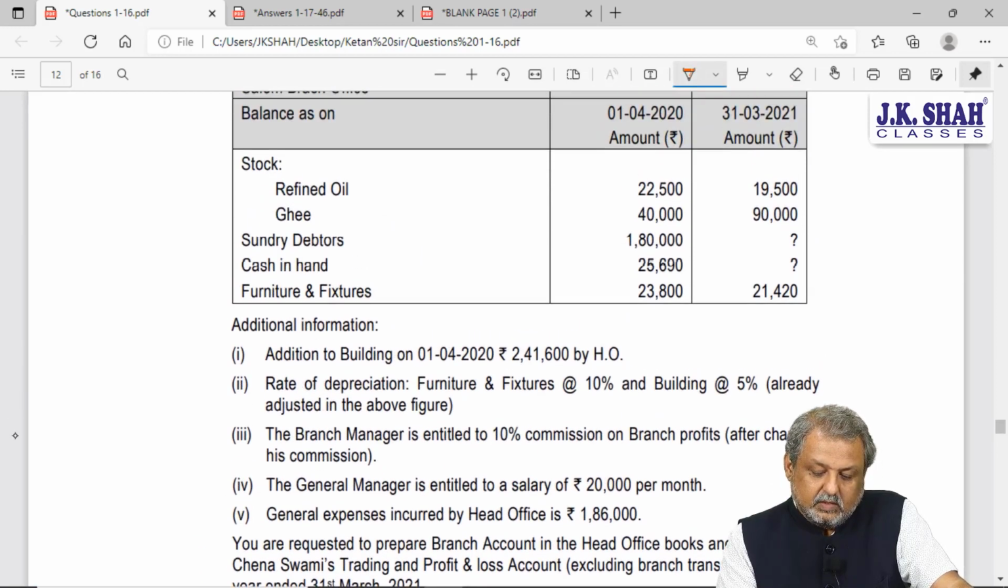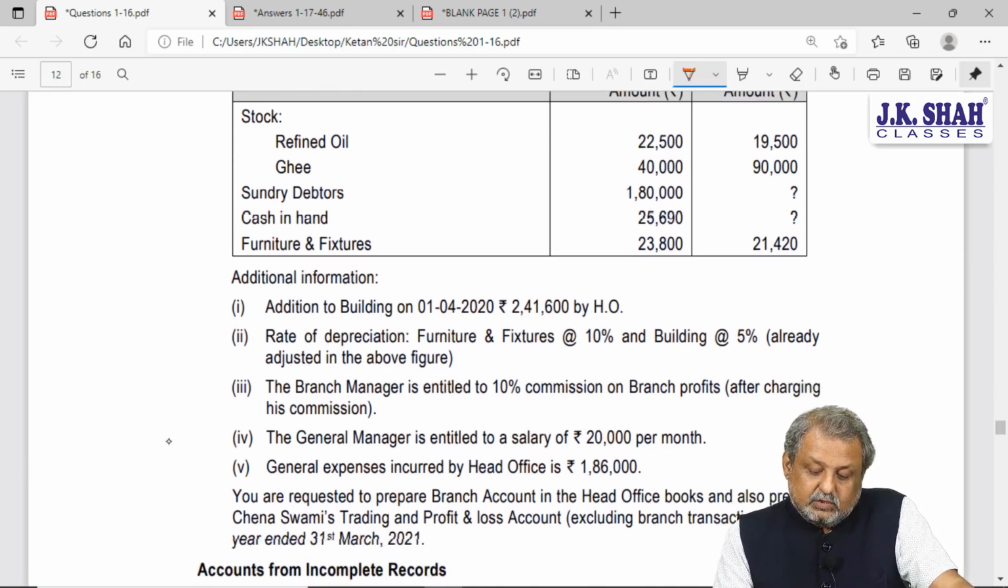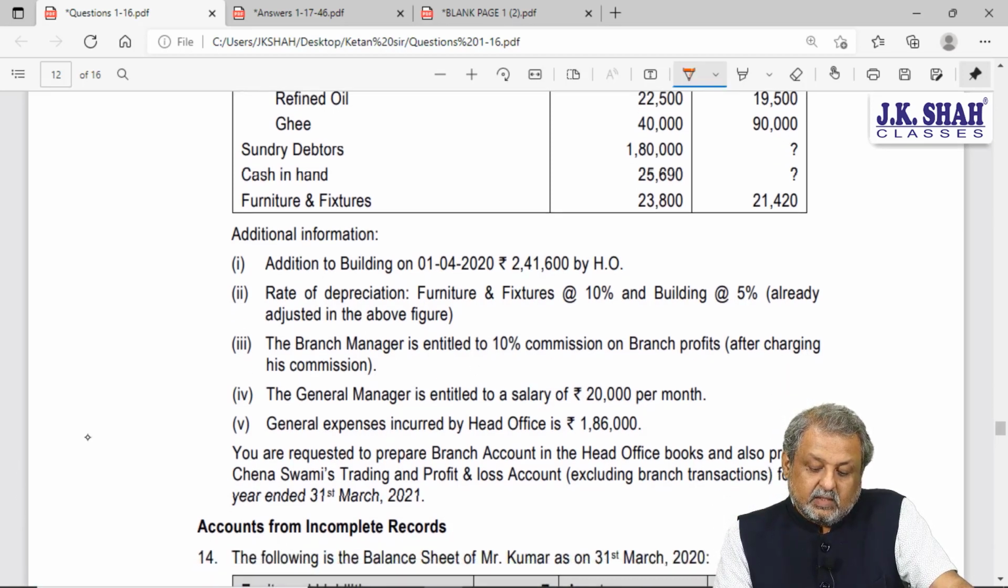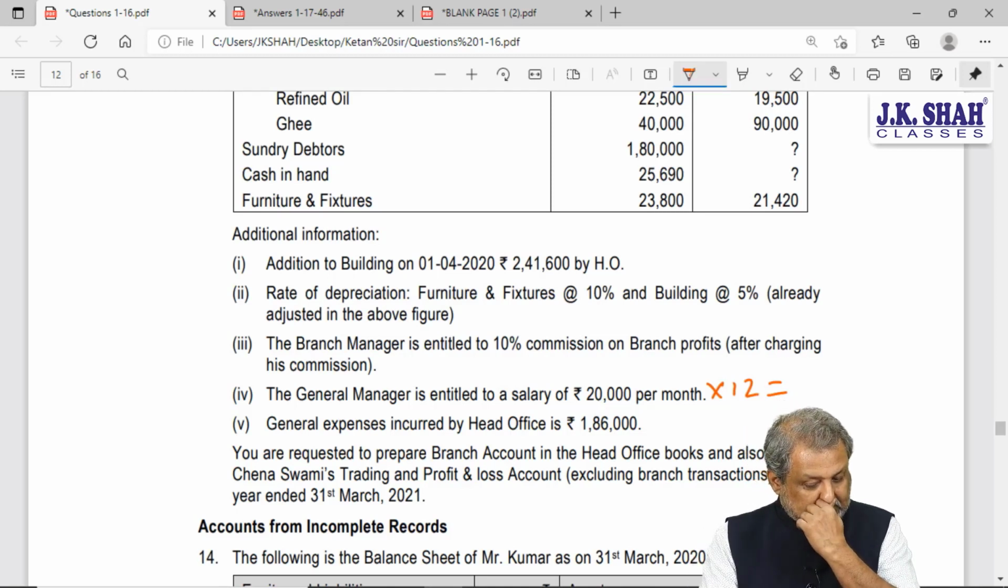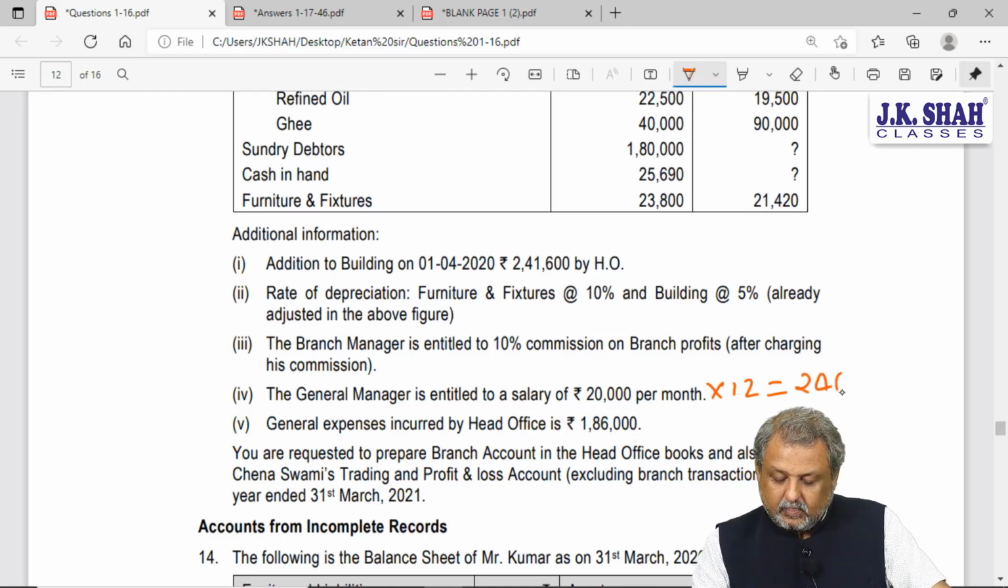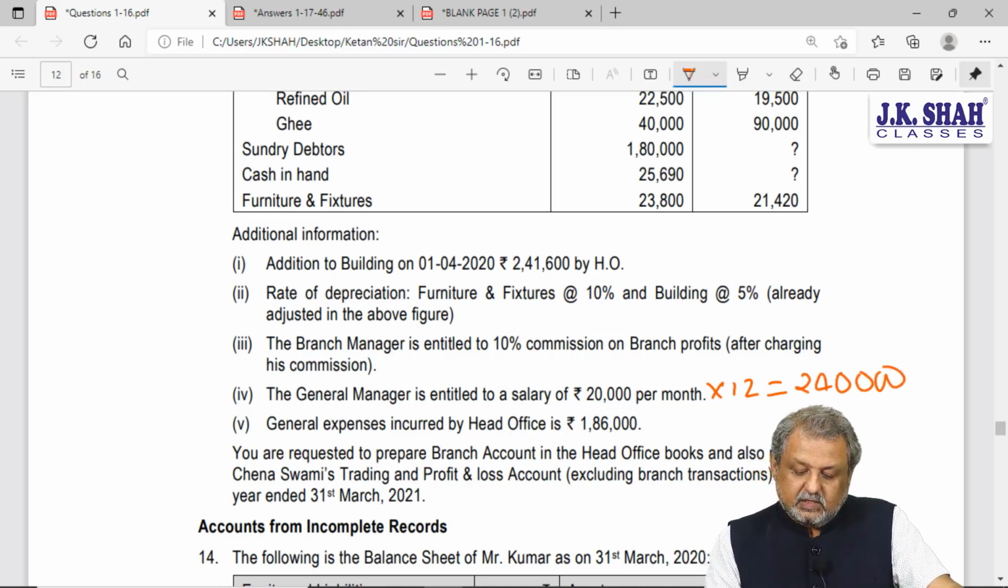Then some additional information. Building is purchased on this date by head office. Depreciation of furniture and building already adjusted in above figures. Then branch manager is entitled to 10% commission on branch profit after charging his commission. So you should be taking 10 upon 110. General manager is entitled to a salary of 20,000 per month. So 20,000 into 12, 2,40,000. And general expense incurred by head office is so much.